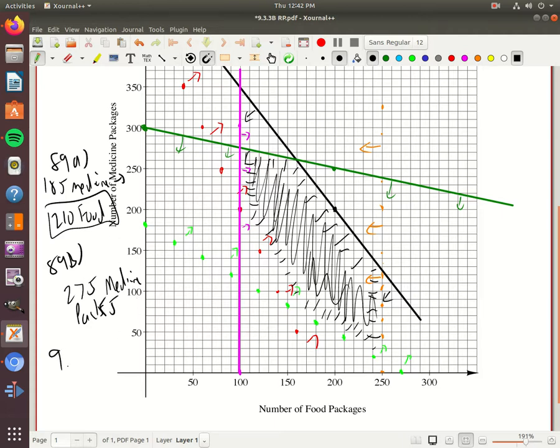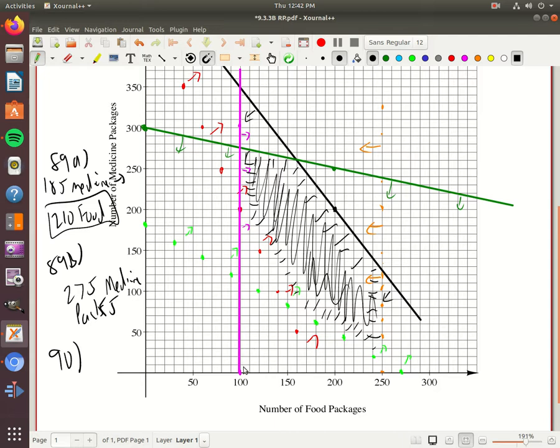And then answer question 90. Question 90 says, what if you wanted it balanced? Meaning, if they're going to give 150 food, they also have to give 150 medicine. Or if they're going to give 300 food, they have to give 300 medicine. So what would be the most of everything that we can get?